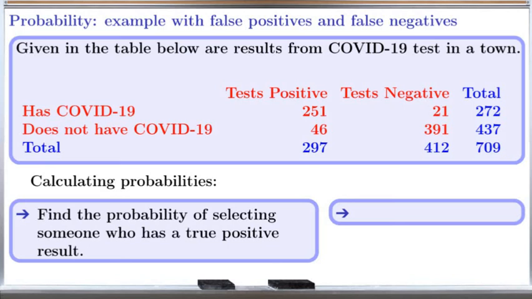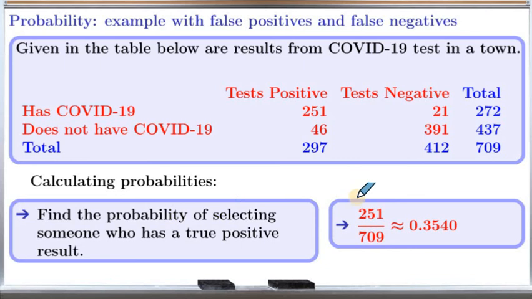Next, we need to find the probability of selecting someone who has a true positive result. For this, we have to look at who has a true positive result in the table here, which is 251, which is this one. So the probability is 251 over 709, which is approximately equal to 0.3540.